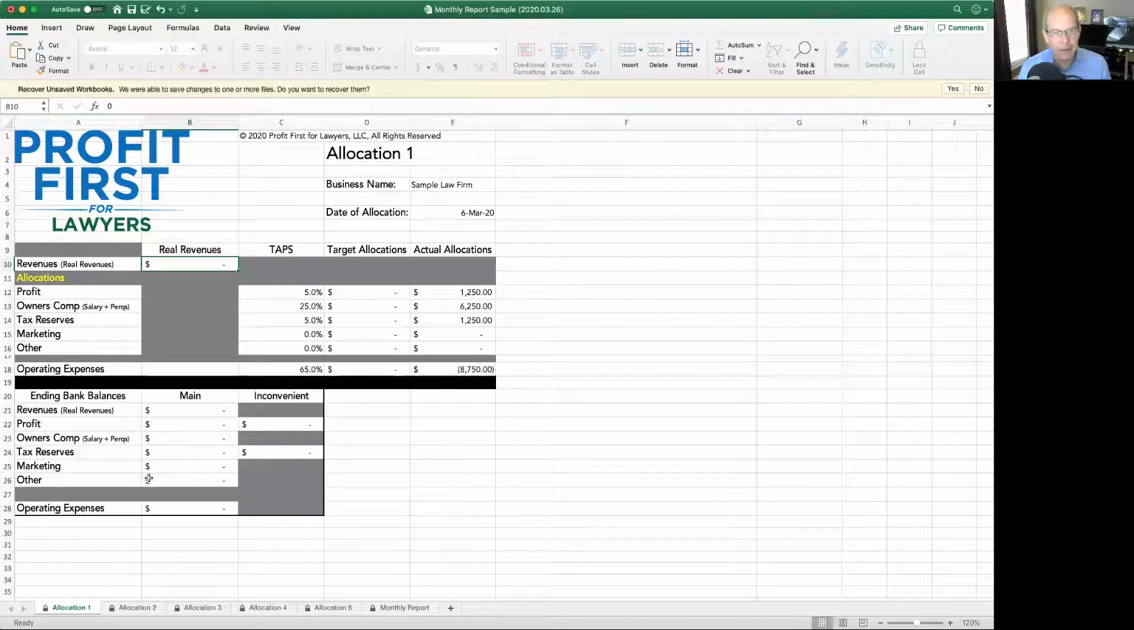So for our example, for our first allocation, we're only going to do two in this example, so we're doing them twice a month. We're going to do ours on the 5th and on the 20th this month. So this will be March 5th. And the real revenues for this, which will be all the revenues since February 20th, would be two weeks' worth.